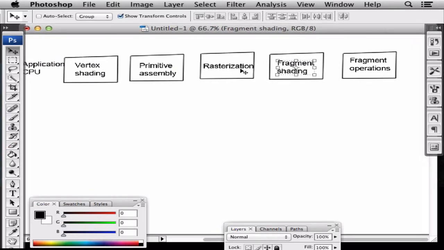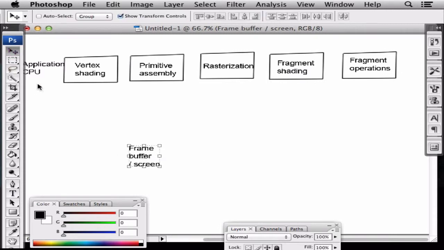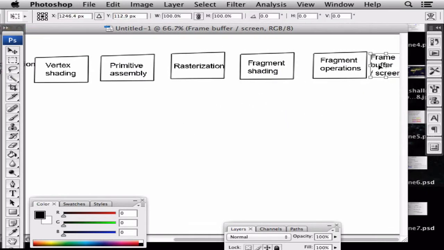Now the output, what did I put here? As sort of where the data goes more than what it is. And we have something called a frame buffer. A frame buffer in this respect is more or less equivalent to the screen.